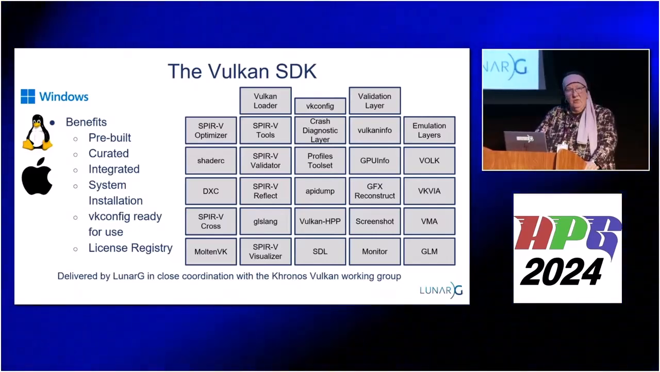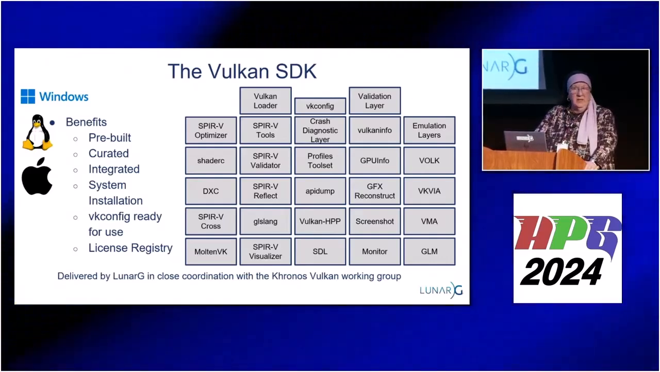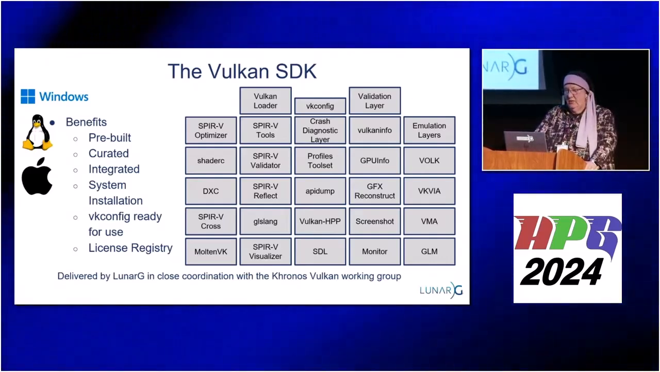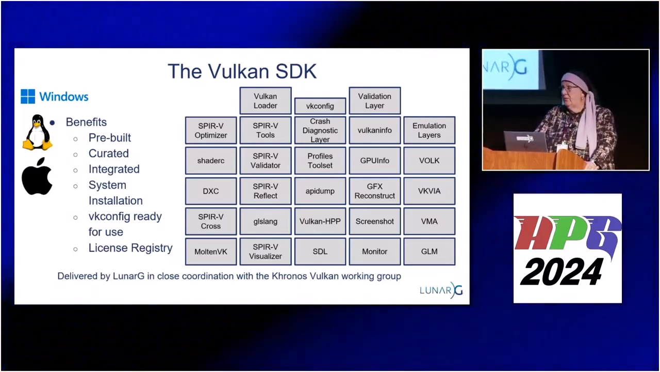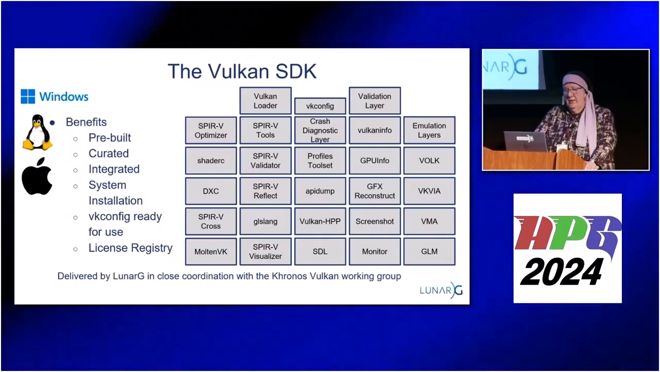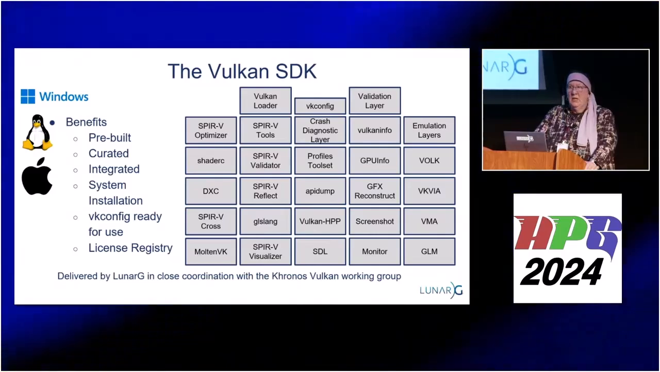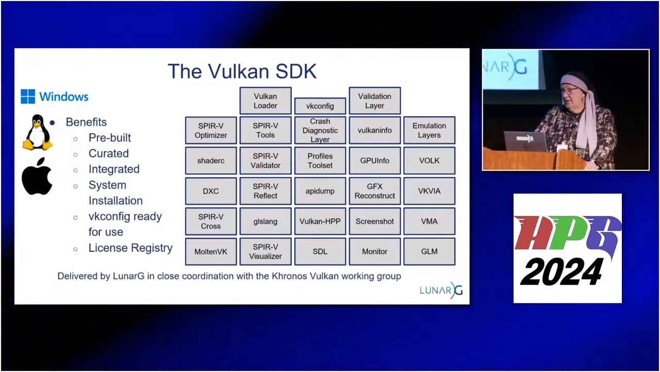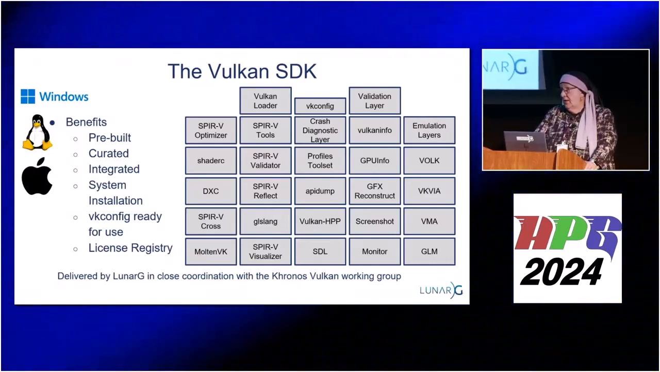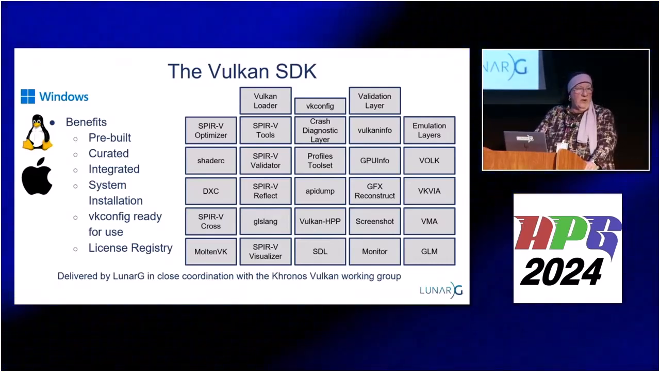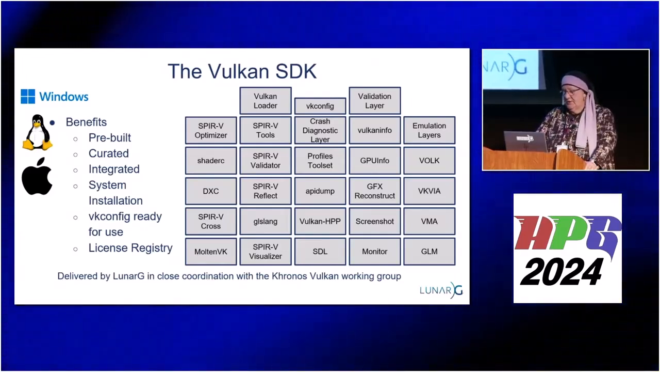We do a lot of curation, working with the repository owners to make sure we have good commits, that we're getting compatible versions integrated together. We'll do the system installation. We have a Vulkan configurator built and ready to go. And it also has a license registry. So by binary, we will show the licenses and copyrights that are contributed to that binary from the source. And this is important for corporations, that they need to scrutinize the licenses that are being used within their organizations.